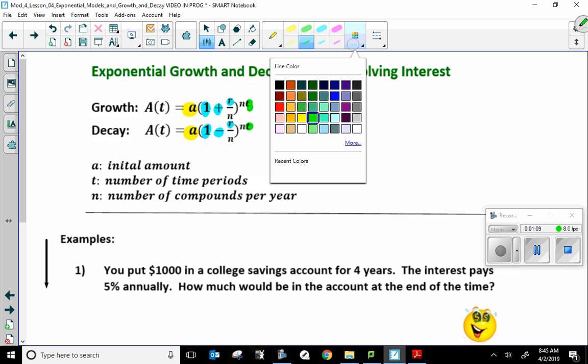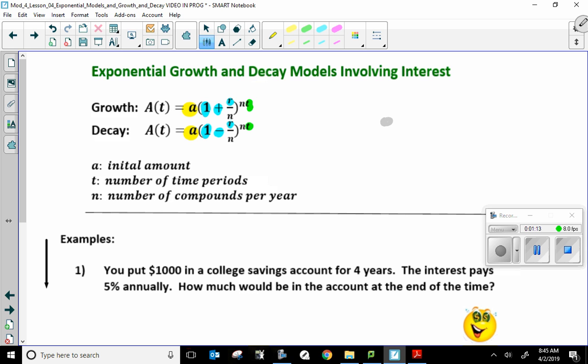I hate to use purple. Do we have a lighter purple? What's a gray highlighter look like? Look at that, that's kind of cool. I got to use that more.